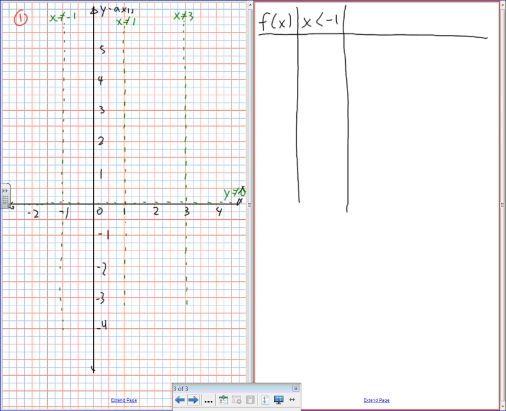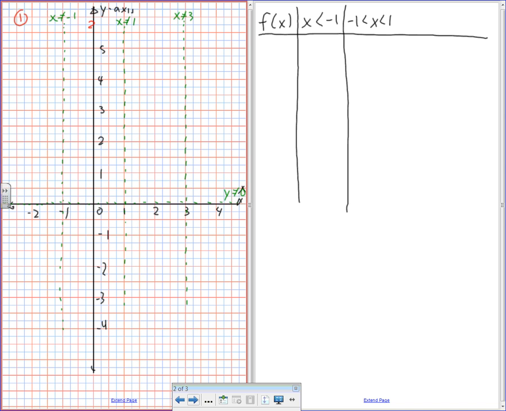Yeah, go ahead. X is greater than -1 and less than 3. Very good. I'm going to say less than 1, not less than 3, because that's just from here to here. Okay, so number 2 is going to be from there to there.